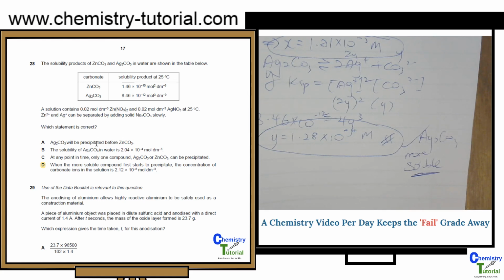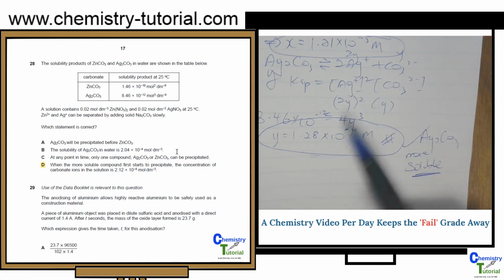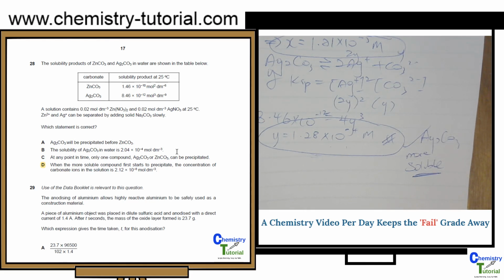which means that option A is out. Now for B, I've just calculated the solubility of silver carbonate, which is 1.28 times 10 to the power of minus 4. It's not 2.28, so that's 2.04, sorry. So B is also out. For C, at any point in time, only one compound, silver carbonate or zinc carbonate, can be precipitated. Yes, at any point in time you can only have one compound, but the key thing is that it's not at all. You must precipitate the zinc carbonate first. There are no two rules about that. It's only once your zinc carbonate is gone that your silver carbonate gets precipitated out. So C is out. For D, so the only answer is just D.